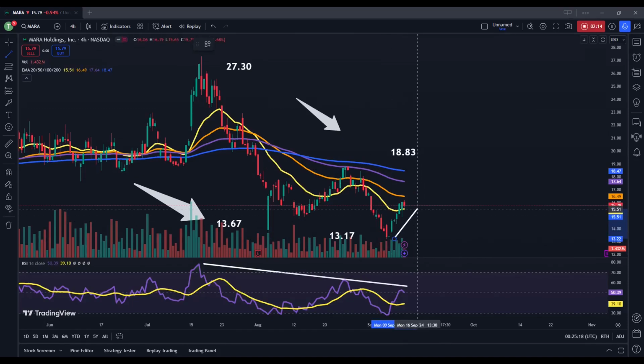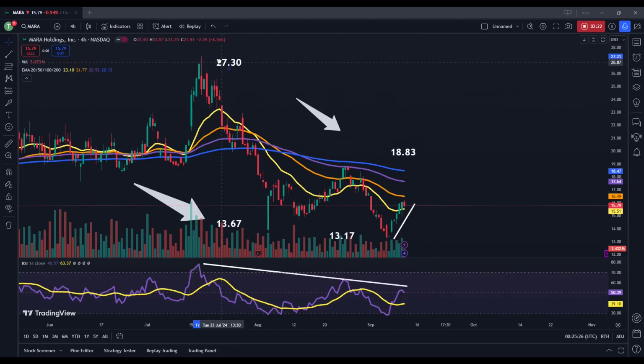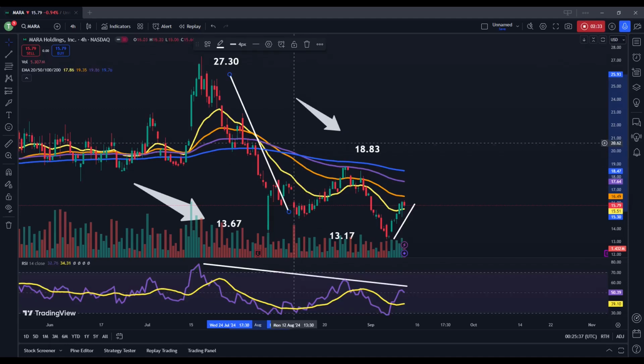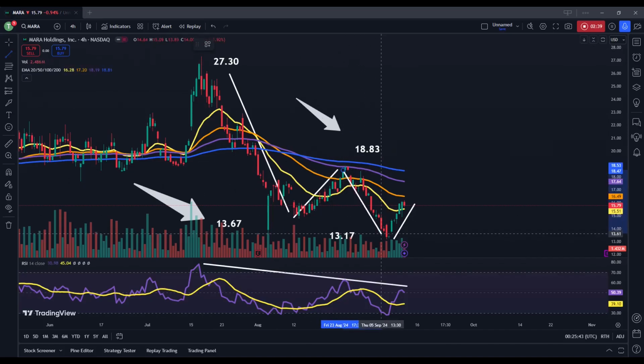But the way things currently look here, this is starting to look very heavy because this sequence of events has resulted in this prior high coming in at 27.30, and then this more near term high failing at 18.83. So currently, what we do have here is a series of lower highs and lower lows. So that's what gives us a downtrend. And this really doesn't suggest currently that we're going to be able to see share prices move much higher.